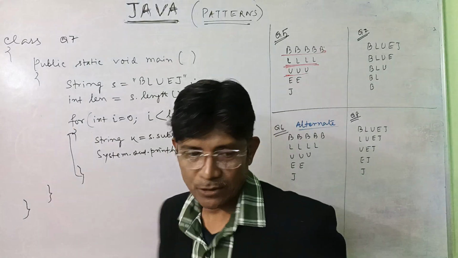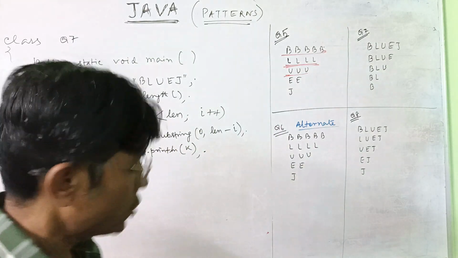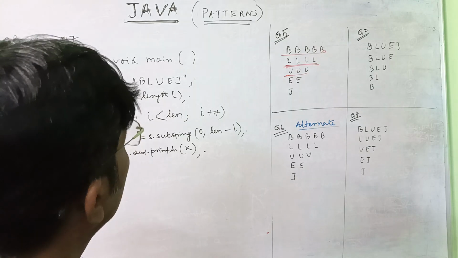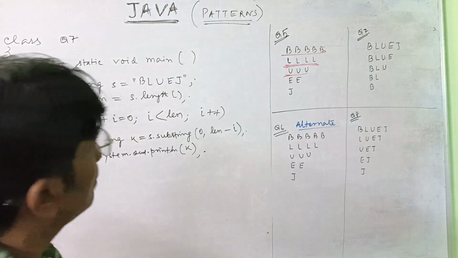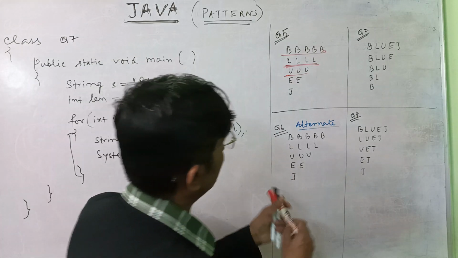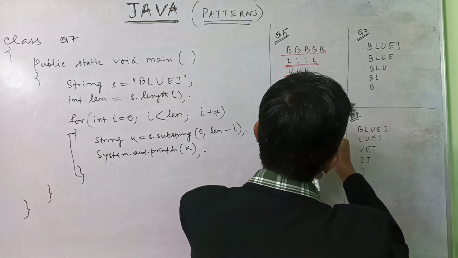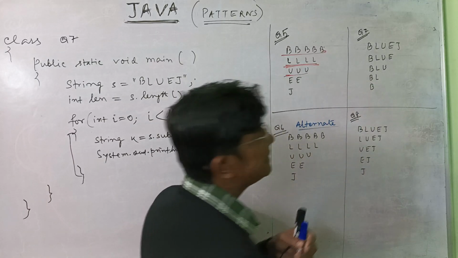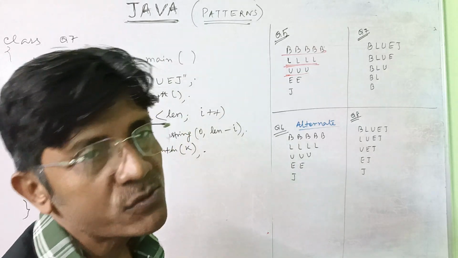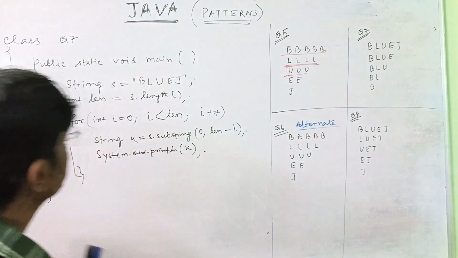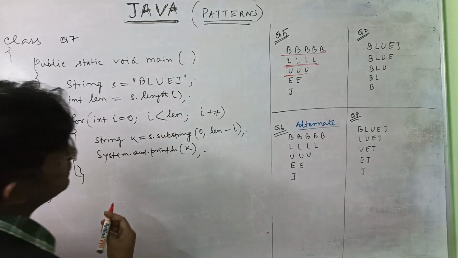Now please check the question number 7. So question number 7, you see the pattern we are printing. This pattern we are printing using a single loop. That means we will apply the substring here. So you see how we are doing this problem.